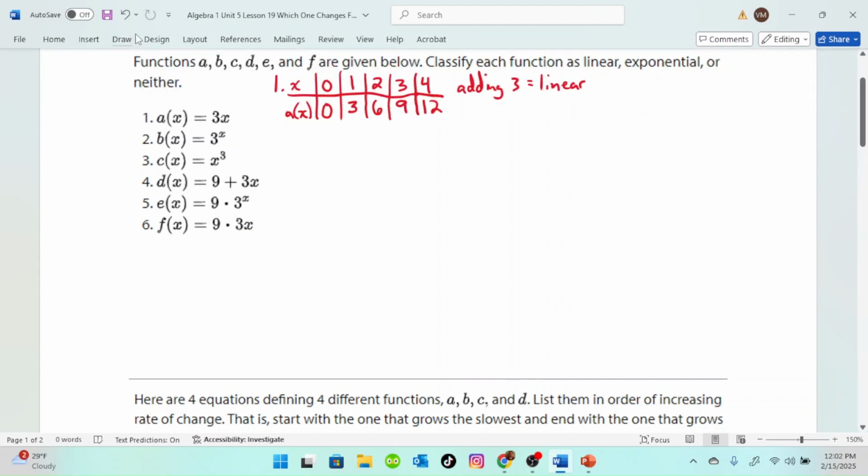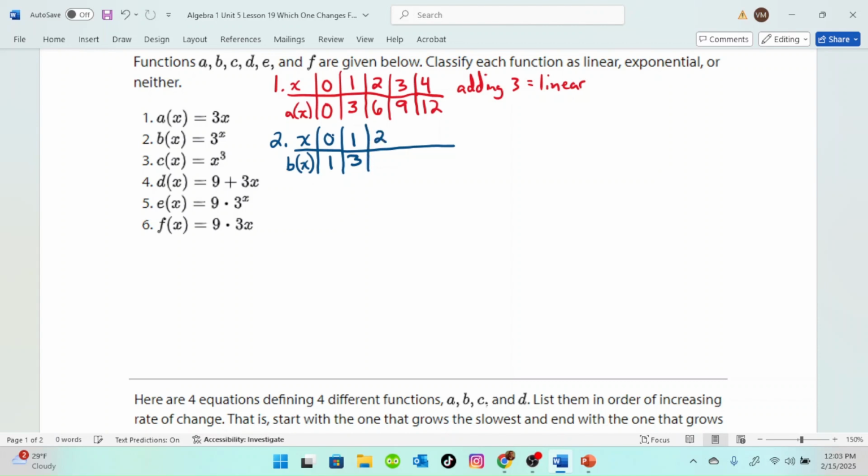Now, let's look at number 2. We have x as our input, and we have b of x as the output. When x is 0, 3 to the power of 0 is 1, because anything to the power of 0 is 1. If x is 1, then 3 to the power of 1 is 3, because anything to the power of 1 is itself.